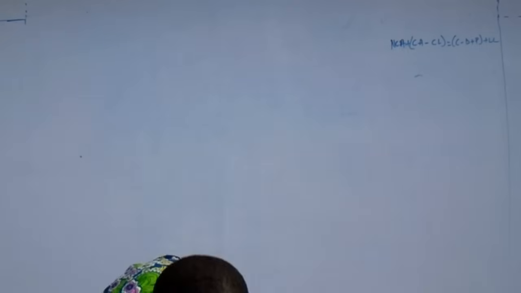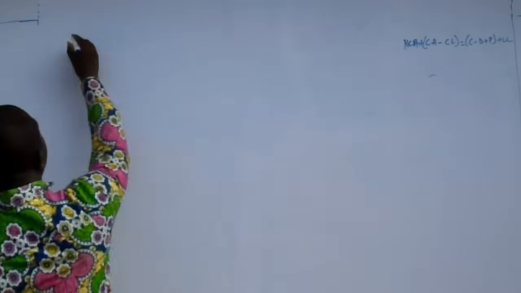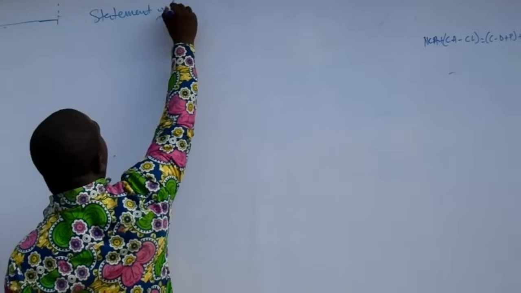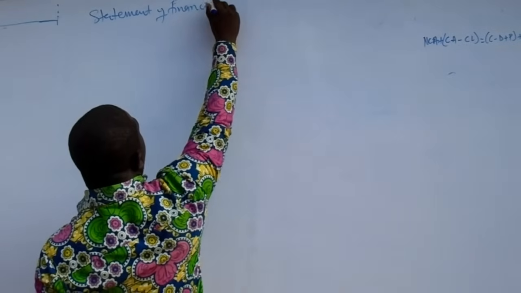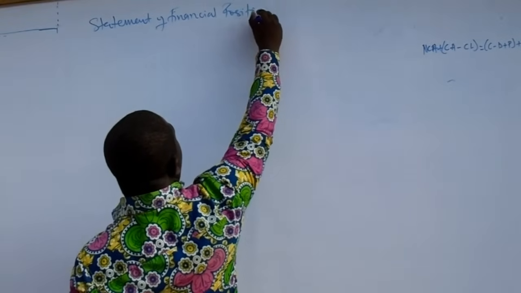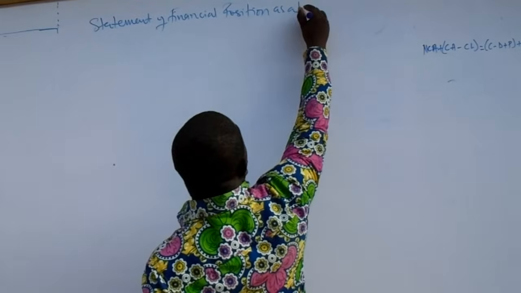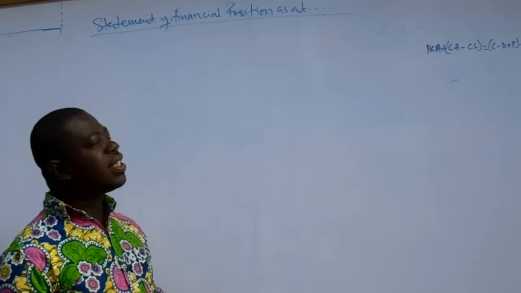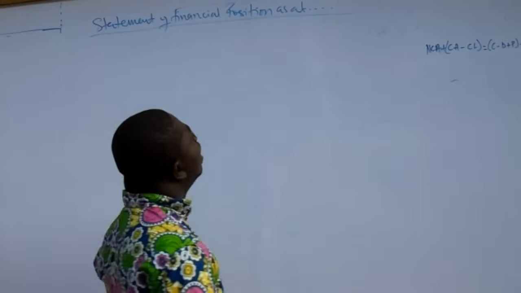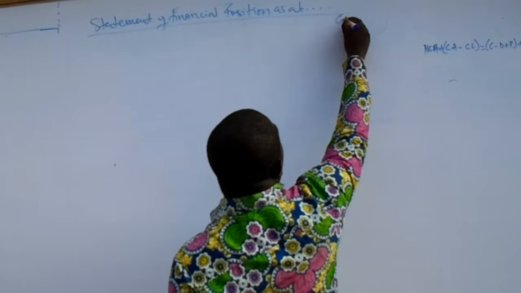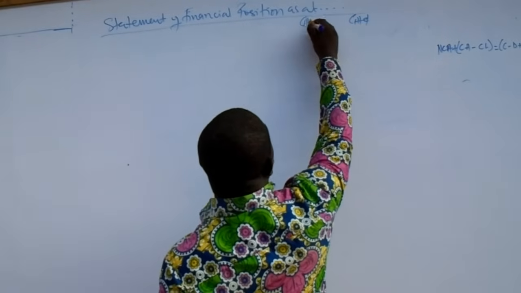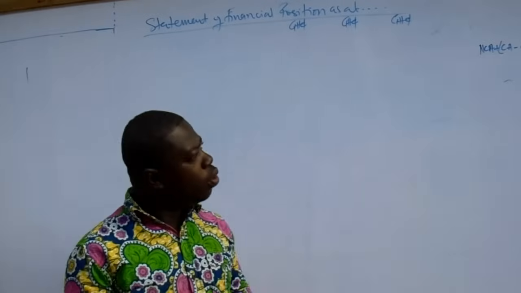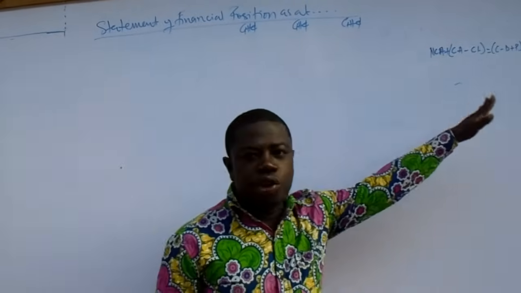All right. So what I'm going to say is statement of financial position as at, and then the date will come, whatever date that you are preparing it. And then let's also create 3 currency signs for that. Okay, and so we are going to go according to this way.